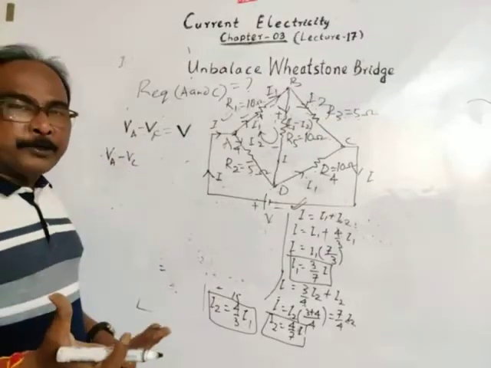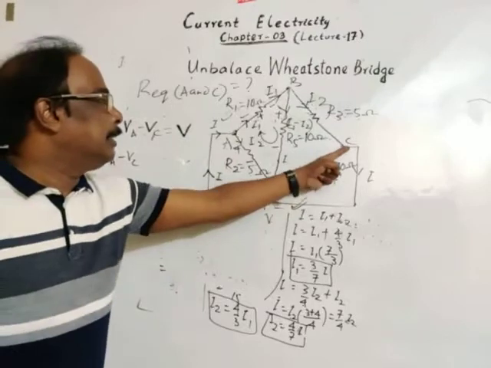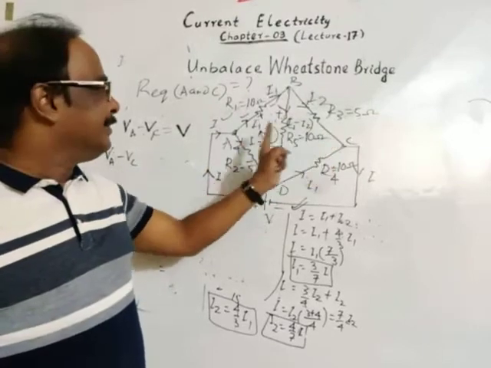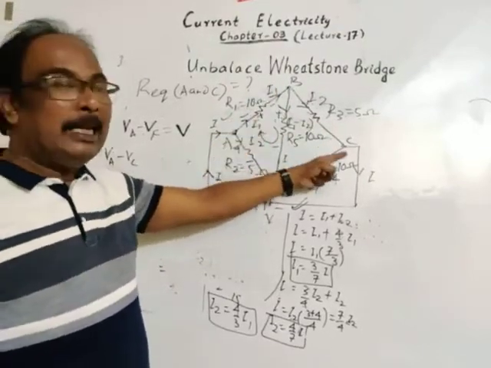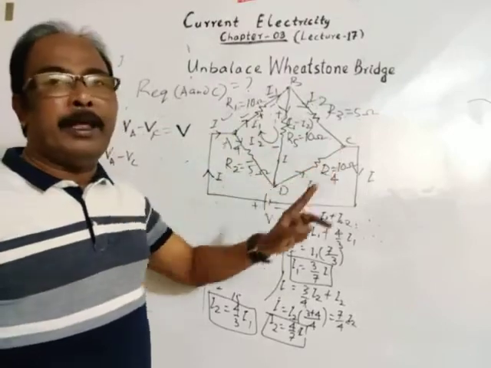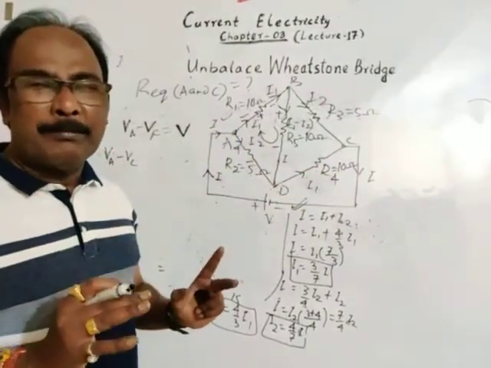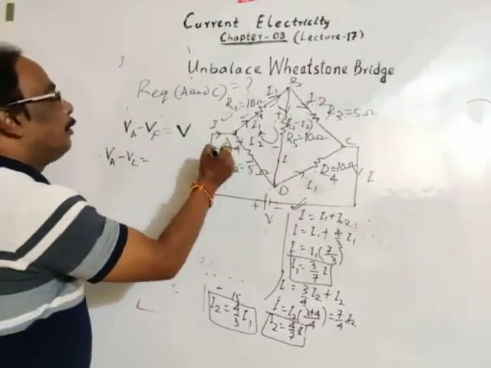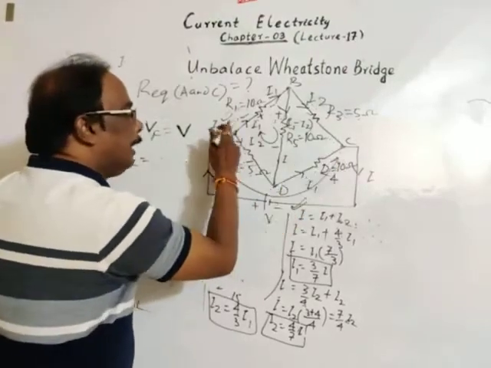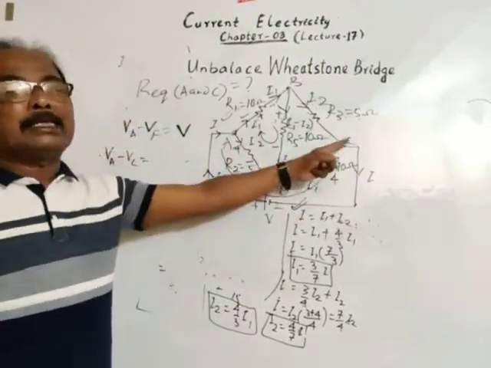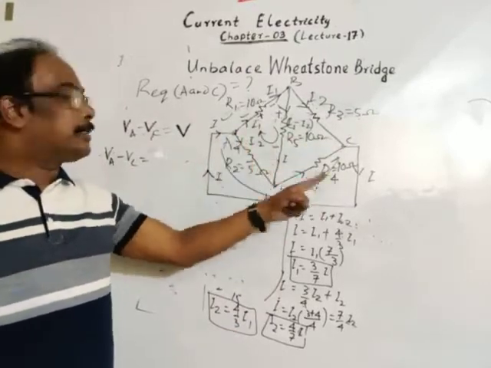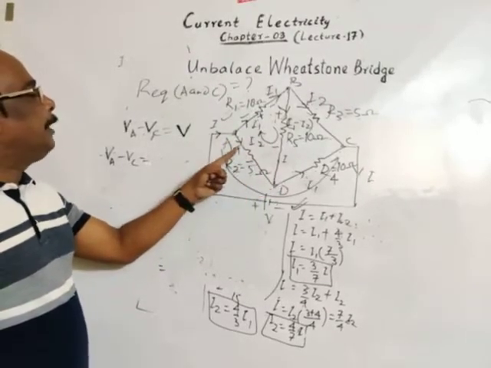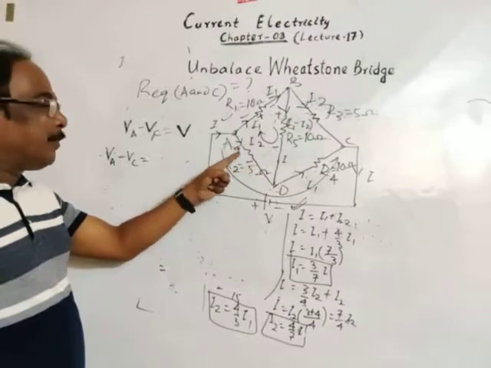Let's find the expression. From A and C we may choose either this path or this path. We may choose the path A, B, C, or we may choose the path A, C, D. Any path you may choose. Okay. So starting from A, we are taking this path A, B, C. Then potential difference between A and C. From A to D, we are moving from high potential to low potential, positive to negative.